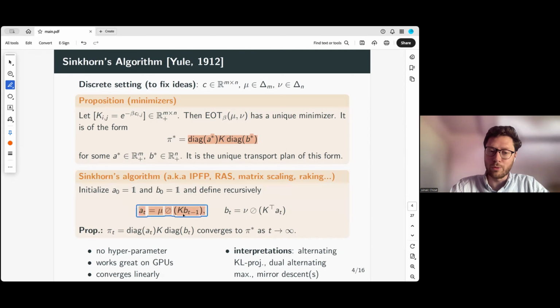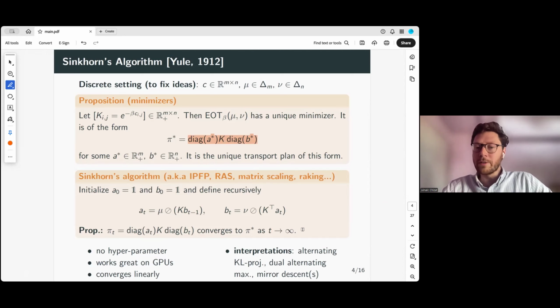So you need to do a matrix vector multiplication and then an entry-wise division with this probability vector mu. And once you have set A of this form, your transport plan will satisfy the first marginal constraint. And so then you will try to change B so that the second marginal constraint is satisfied. This gives this formula. But of course, as doing so, this will change the first marginal. And so you need to iterate these two operations and hope that it converges to a solution. And this is true. So that's a theorem of Sinkhorn, which says that if you look at the primal iterates, which are given by this formula, they will converge to the unique solution of the entropic optimal transport problem as the number of iterations goes to plus infinity.